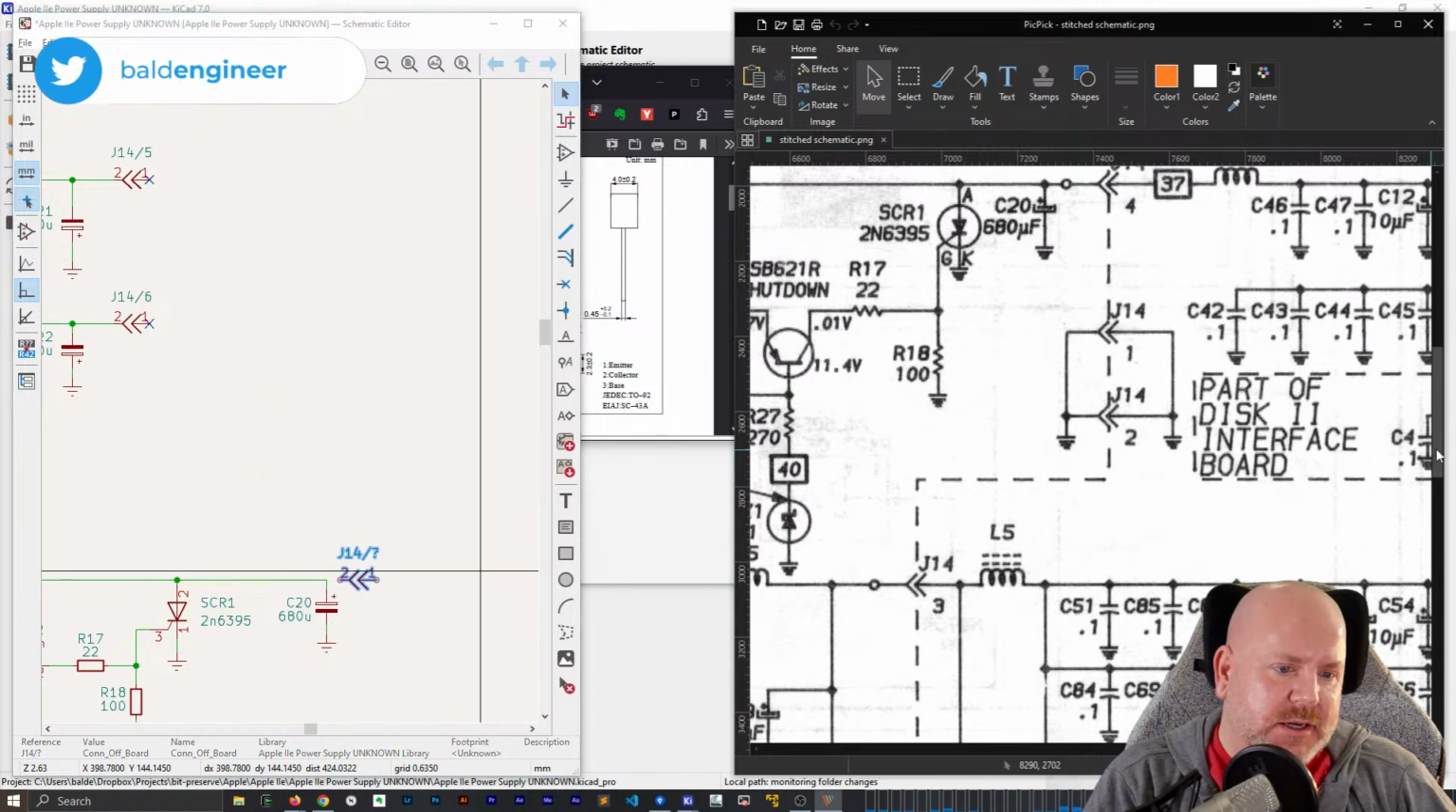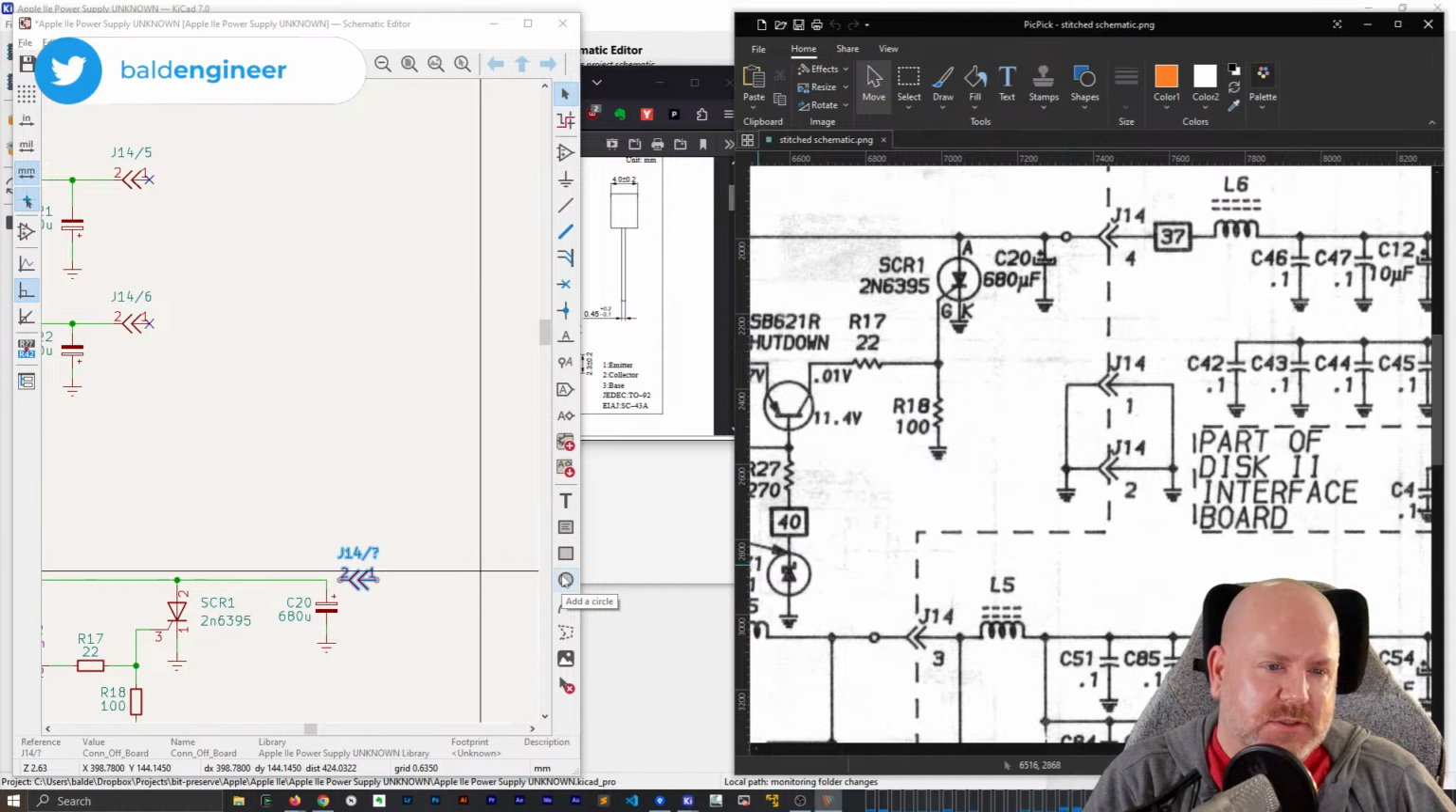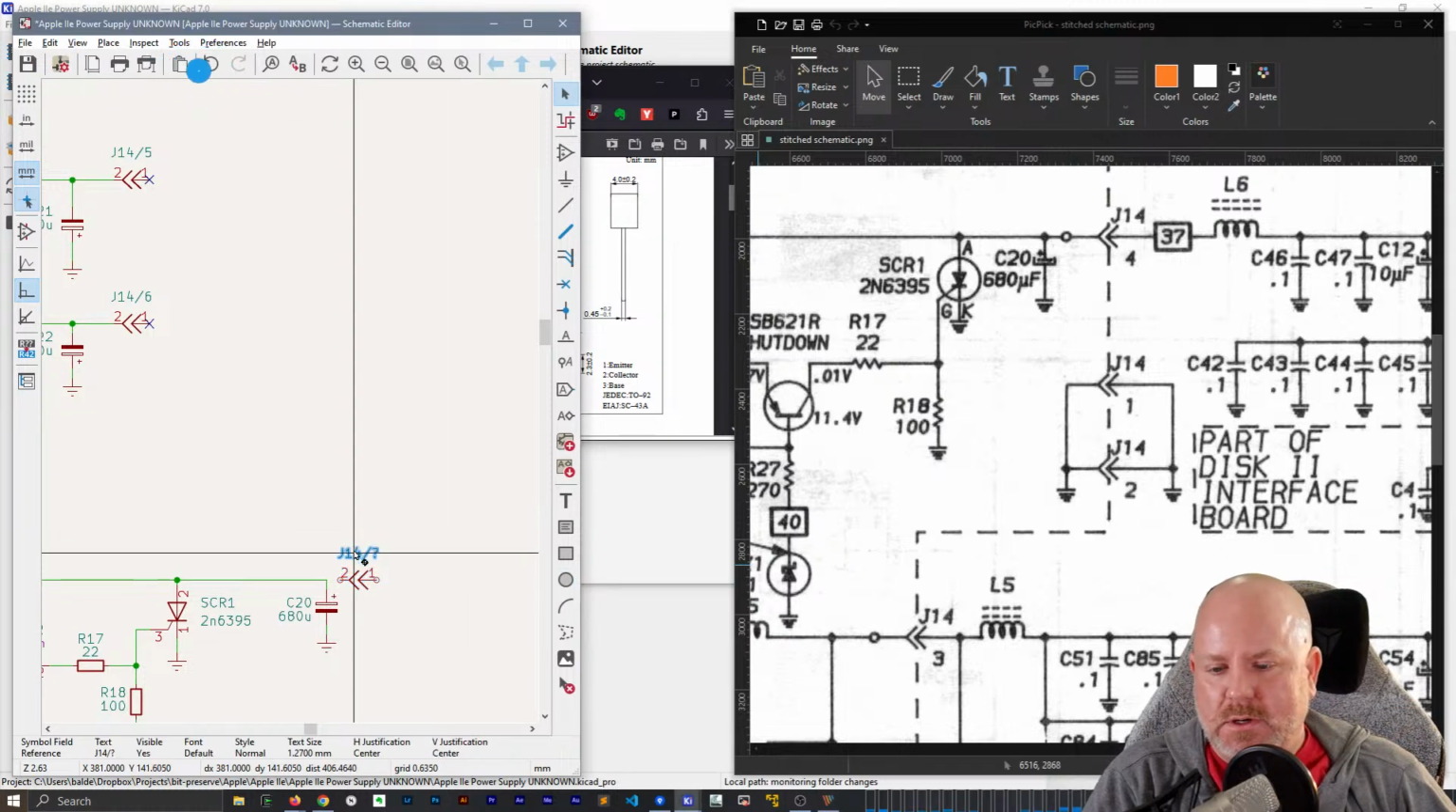All right, so what connection is this? This is 4.